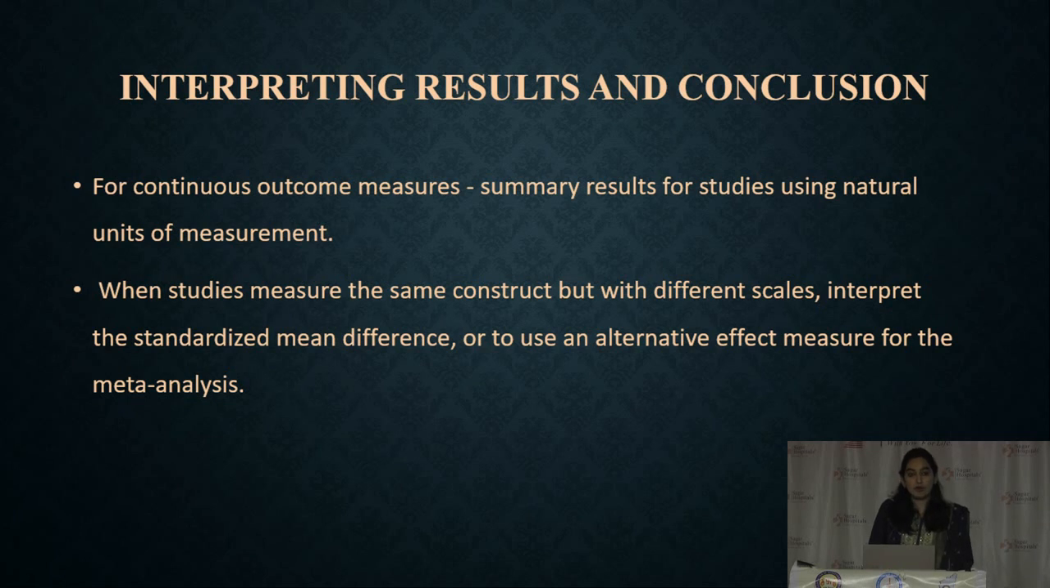Then once you've got all the data, you start interpreting the results and conclusion. For continuous outcome measures, we have to define the summary results for studies using natural units of measurement. And when studies measure the same construct but with different scales, we have to interpret the standardized mean difference or use an alternative effect measure if you're conducting a meta-analysis.